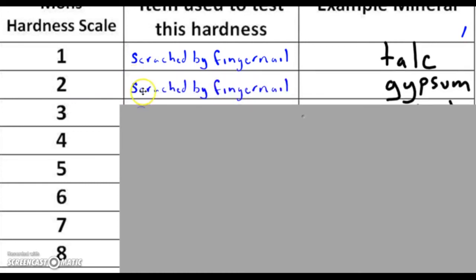A 2 is also scratched by a fingernail. And our example here is going to be gypsum. Gypsum's just a little bit harder, but it's still pretty easy to scratch. This is what's inside of drywall. So gypsum's inside of drywall.